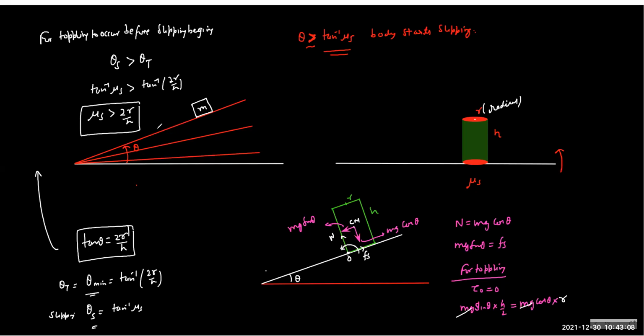So here we are gradually increasing the angle of inclination of the plane slowly. Then two things can happen. You may see the body will either slip first or topple first.